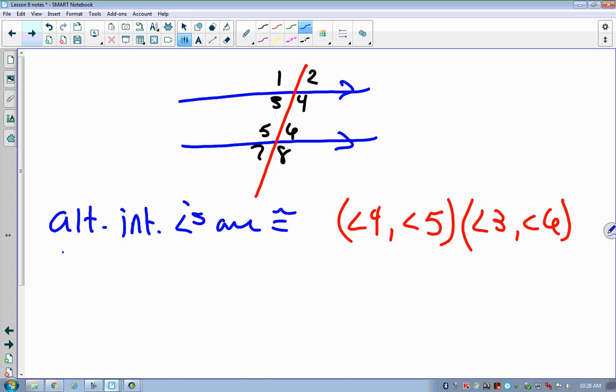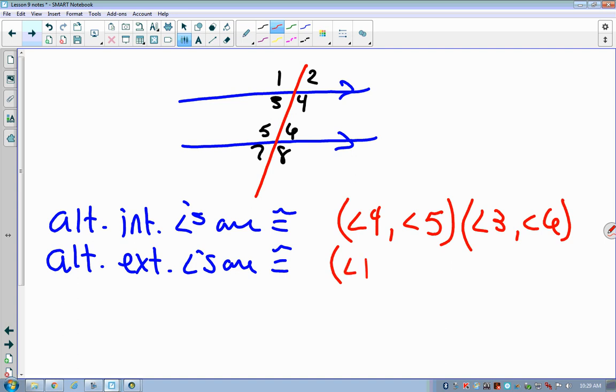We can also have alternate exterior angles are congruent. Can anybody name any alternate exterior angles? That means opposite sides of the transversal outside the parallel lines. Go ahead, Mike. 1 and 8. Okay, I think I heard somebody whisper it. I just couldn't hear you. Somebody louder. Another pair. 2 and 7.